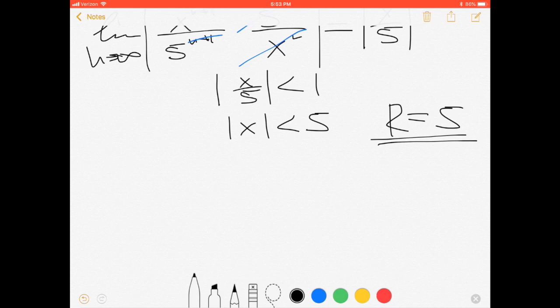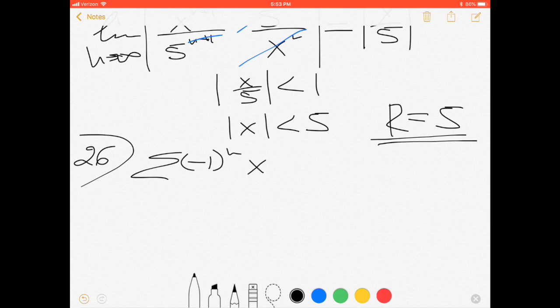Next question. Question number 26. Here we need to find the interval of convergence. Okay, and here we have the series (-1)^n x^(2n+1) over 2n+1, from 0 to infinity.